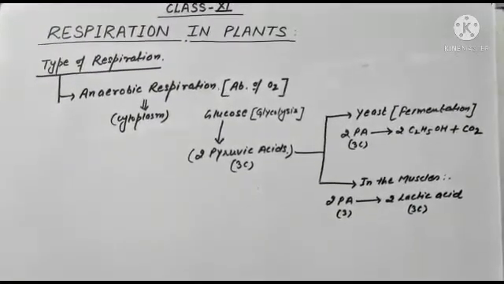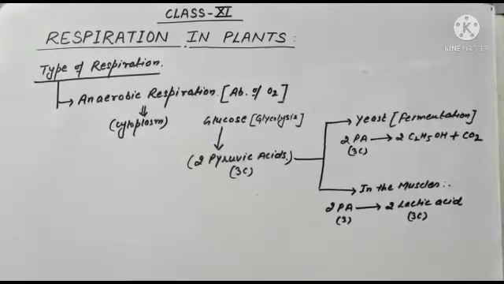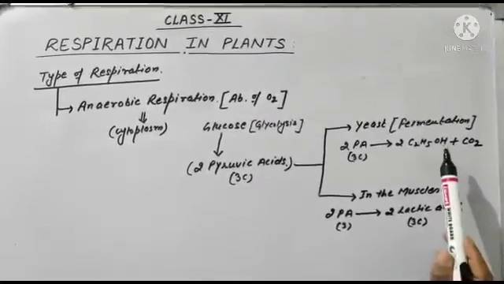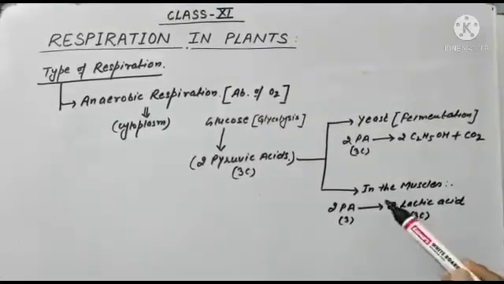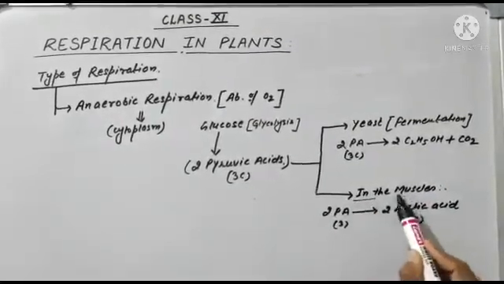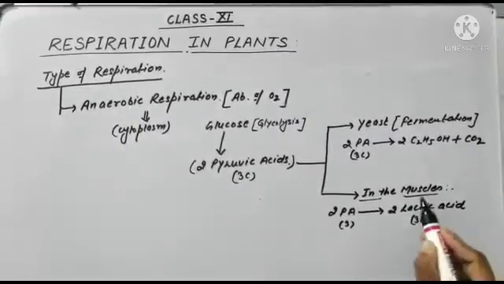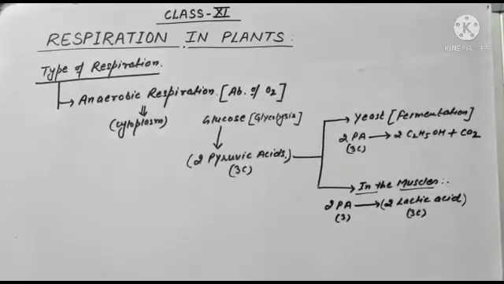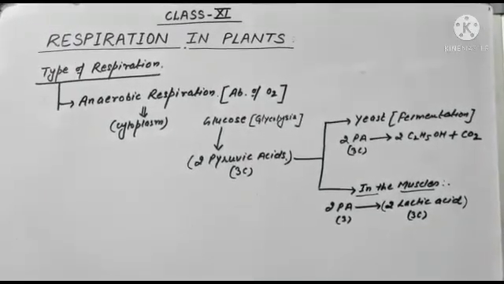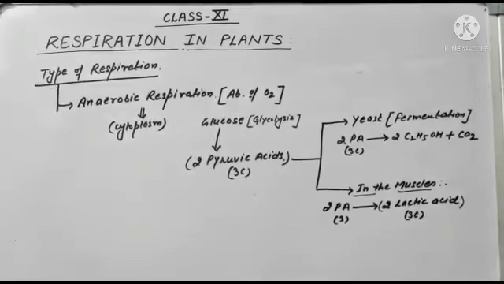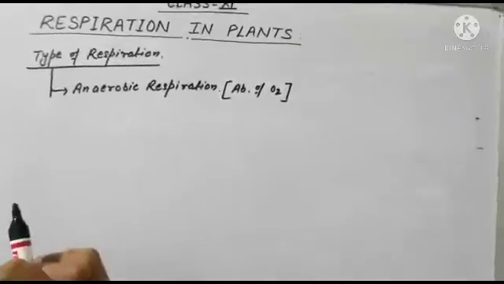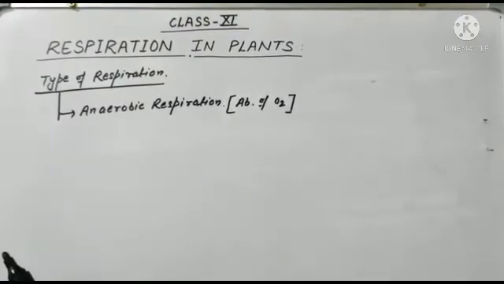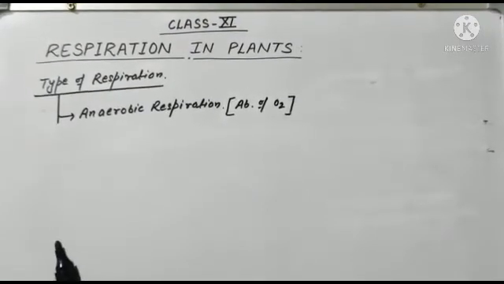So these are the 2 situations which generally occur in anaerobic respiration. The first one is yeast, that is a fermentation process, and the second one is in the muscles, in which lactic acid will form. And this is the lactic acid which generally causes muscle cramps during strenuous activity or when you do physical exercise and there is a lack of oxygen in the cells. So anaerobic respiration is the breakdown of respiratory substrate in the absence of oxygen.